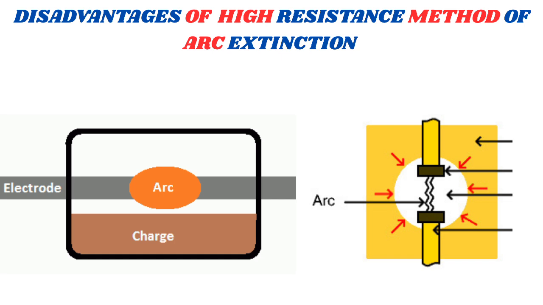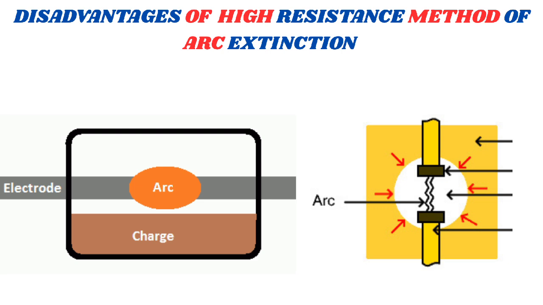2. Increased contact wear. The high-resistance method can result in increased contact wear, as the arc can cause erosion and degradation of the contact surfaces. 3. Potential for arc reignition. If the resistance is not sufficient to extinguish the arc completely, there is a risk of arc reignition, which can lead to further damage and safety issues.